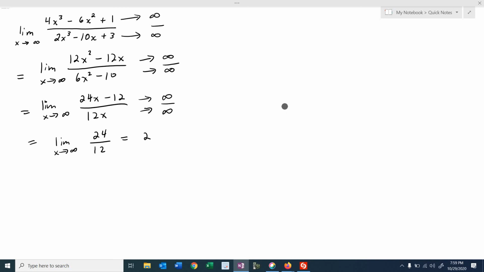Okay, so L'Hopital's rule is a very powerful rule that we can use to evaluate limits. But again, I want you to be careful. You can only use L'Hopital's rule if you have one of these two indeterminate forms. If it's a different type of indeterminate form, then you can't use L'Hopital's rule.